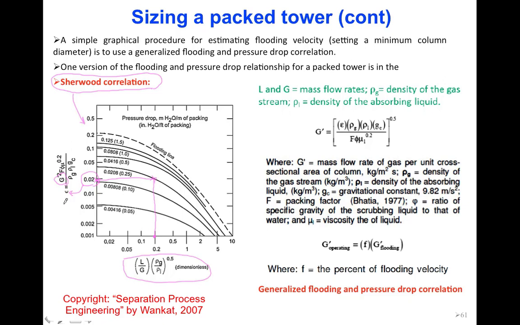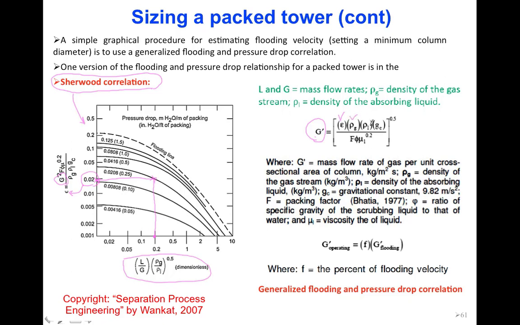G prime is the mass flux of the gas phase in the column at flooding condition. When you have the mass flux and the mass flow rate, if you divide them, you will have the diameter of the column. So once you have epsilon, you can rearrange this equation and extract G prime, which is a function of epsilon that will be found here.